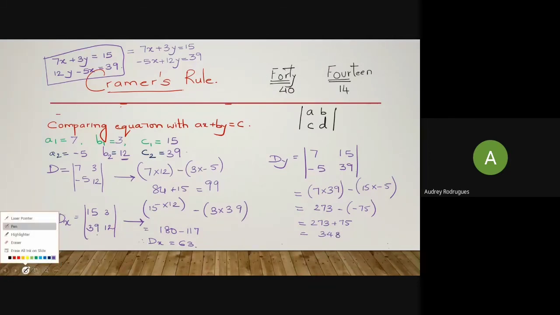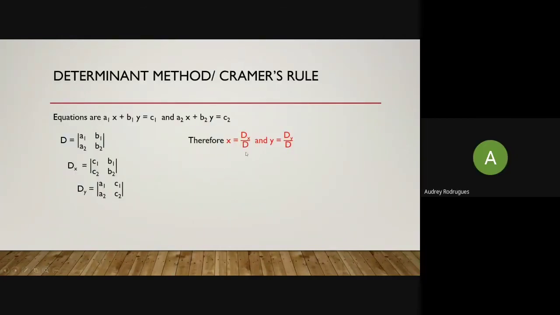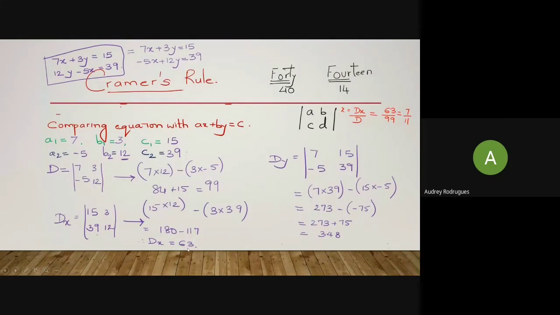Now we need to get the final answer. Let me calculate it here. X is equal to Dx upon D. So that will be 63 upon 99, which is 7 upon 11. No, 63 upon 99, Dx upon D. See the previous slide: x is equal to Dx upon D, y is equal to Dy upon D. So our Dx is 63. Y is equal to Dy upon D, which is 348 upon 99.